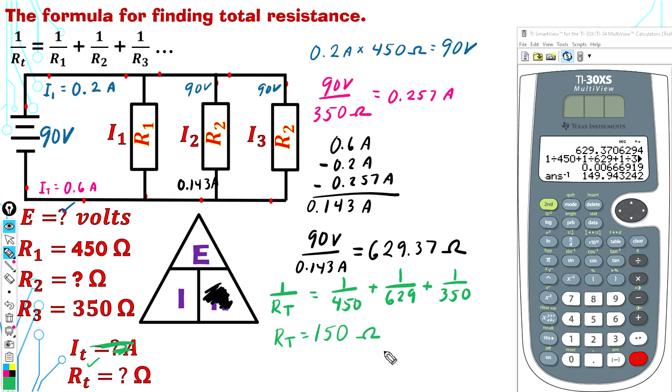Okay, so the parallel circuits are a little bit more challenging than the series circuits, but if you just take it one step at a time, take what you know, plug in the answers that you've got or the values that you're given, and you can calculate the answers.